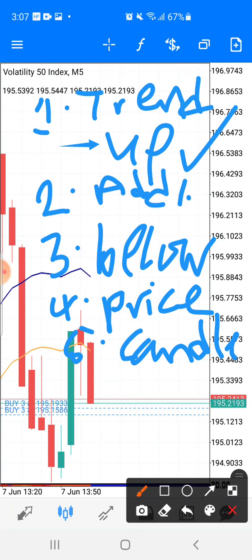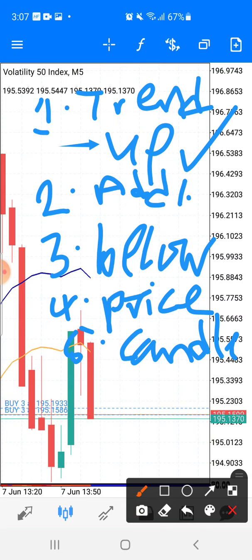So once you confirm the trend, then you add your indicators, which are our envelope and our moving average. Once you finish adding the indicators, the next thing is to check if the indicators are below the chart. If they are below the chart, they are going to serve as support.